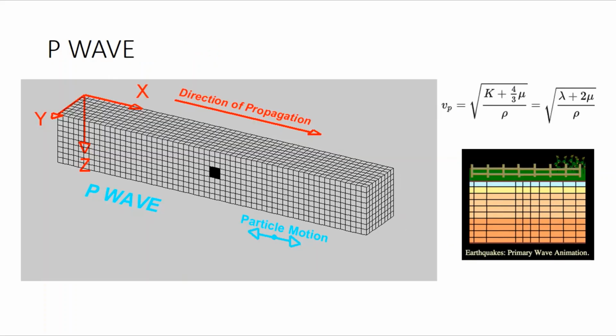Primary wave, or we can call it P wave, is the seismic wave that travels faster than other seismic waves. P wave is the first wave from the earthquake that is recorded by the seismogram. When the P wave travels through a medium, the particle oscillates in the same direction as its displacement. Or we can say that the particle is moving in the same direction as the direction of propagation.